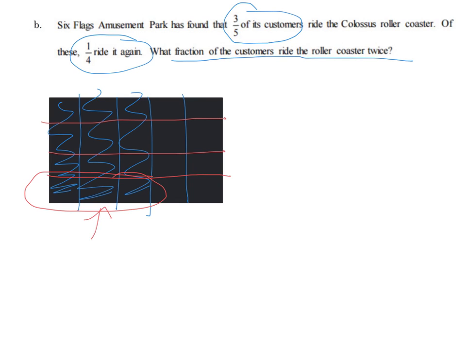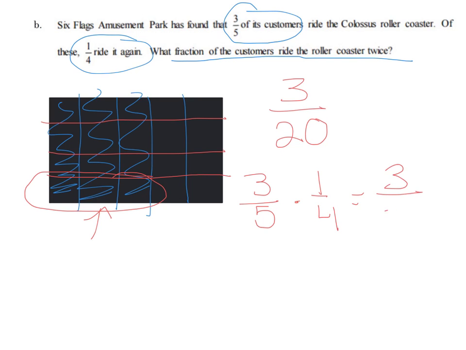So these 3 would be the only ones. 3 out of the whole amount, 20, would ride it a second time. So this is like a multiplication problem, because we are thinking 3/5, and only of that 3/5, only 1/4 will ride it again. So you just multiply straight across, and we get 3/20. Sometimes the model is easier for us to think about versus actually doing a multiplication problem such as this one.